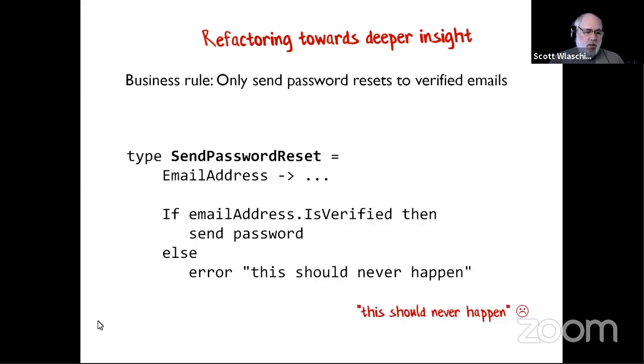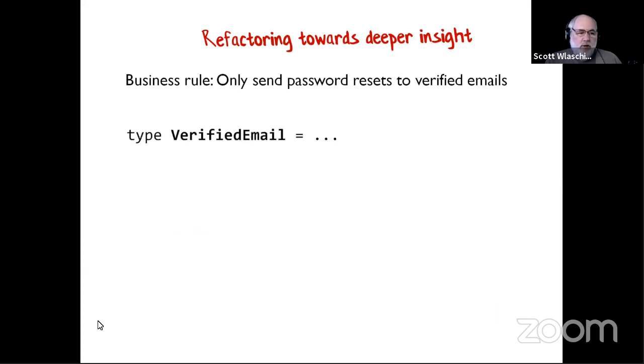And every time you see "this should never happen," that's a bad thing because almost certainly it will happen. If you can avoid writing this kind of code, that's best. If things literally can't happen, that's even better than having a message saying this should never happen. The problem here is that you can send any old email address to this special password reset.